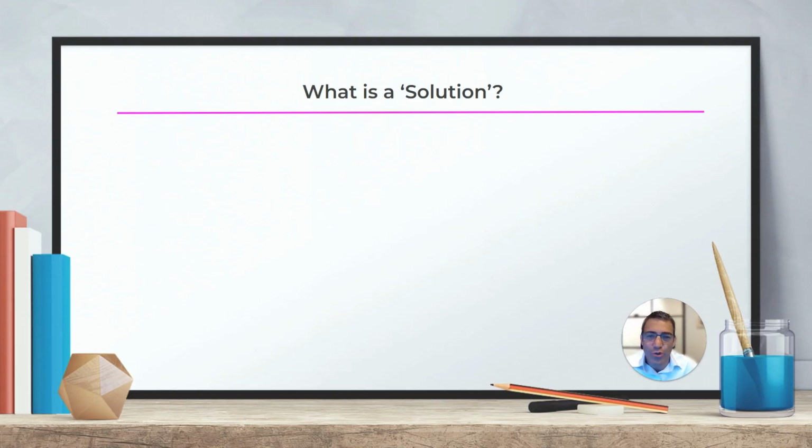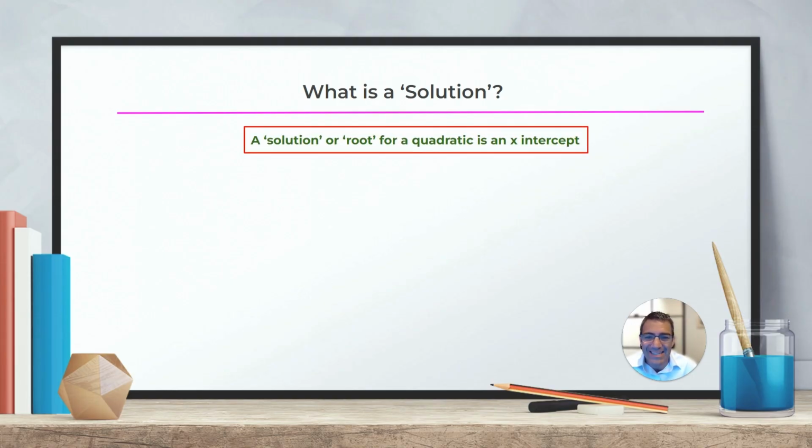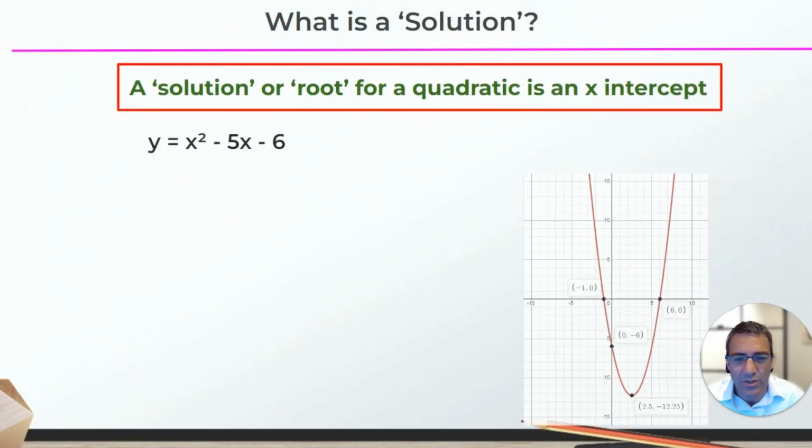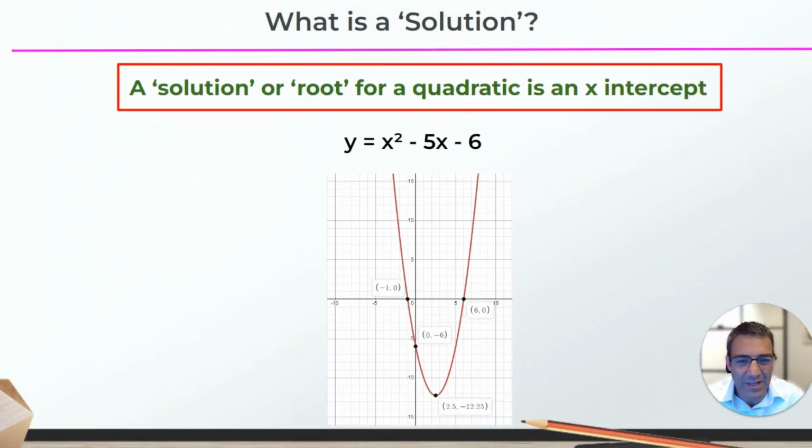What is the solution of a quadratic equation? Simply put, a solution, which you might also see being called a root for a quadratic equation, is an x-intercept. That's right, that's when you cross the x-axis. So if we look at x squared minus 5x minus 6 here on the screen, you'll see that the point -1, 0 is one of two solutions where the curve crosses the x-axis.